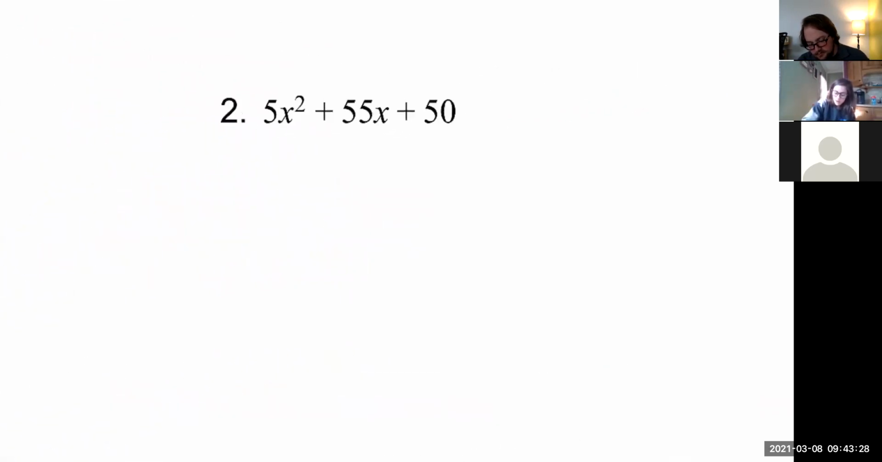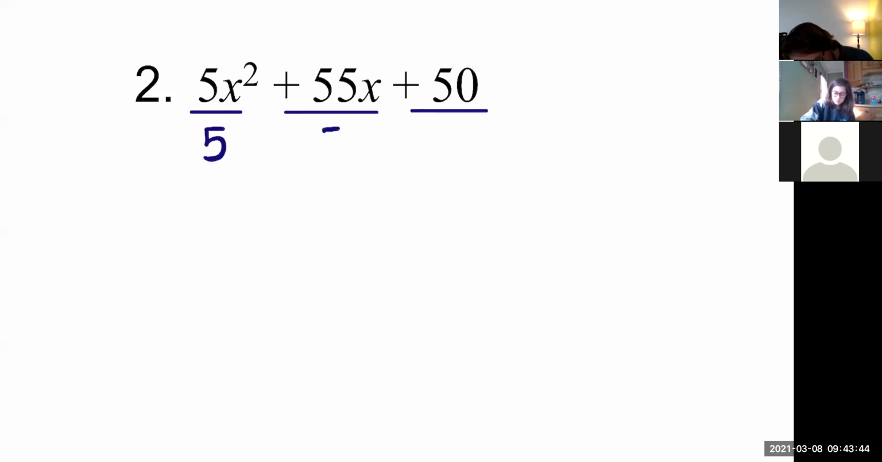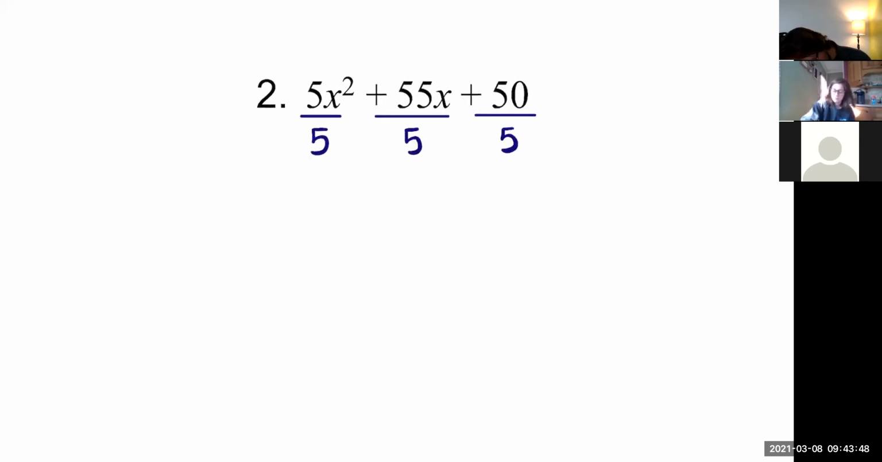Number 2. What do we always check for first? Greatest common factor. You're thinking there's a 5? I would agree that every one of these terms could be divided most nicely by a 5. So it's really important we get that out of the way first. A little reminder here on the side. So we're going to set that aside.